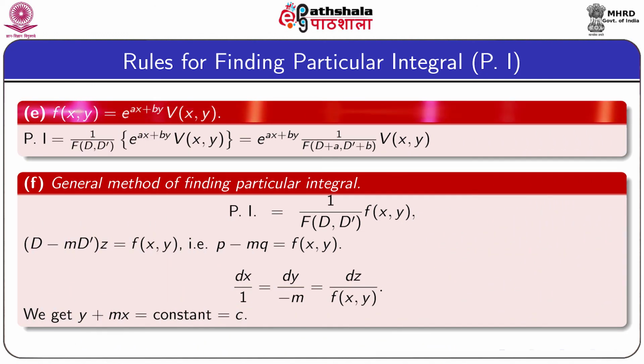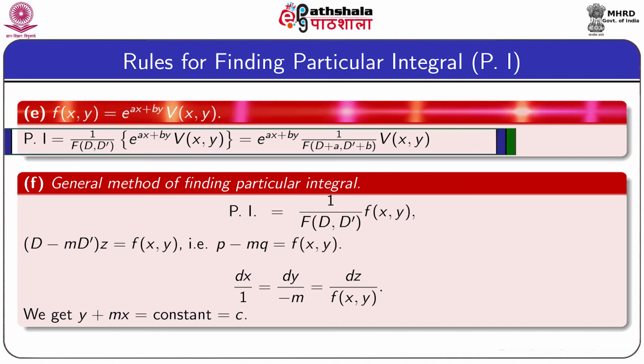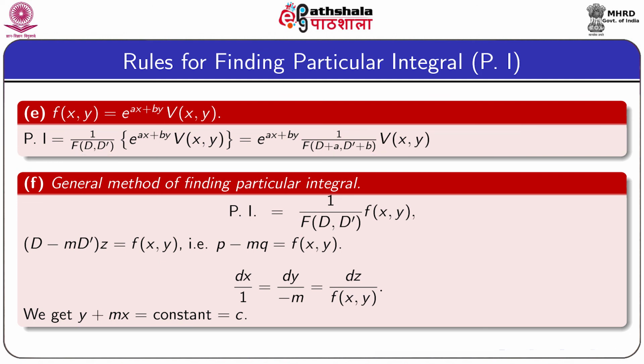Now, f may be a combination of an exponential function and another function. So, it can be written as e to the power (ax plus by) into V. So, for that case the particular integral can be written as 1 by capital F operating on e to the power (ax plus by) into V, and e to the power (ax plus by) can be taken out from the operator 1 by F, and in the function F, D will be replaced by D plus a and D dash will be replaced by D dash plus b, and that will be operated on the function capital V.